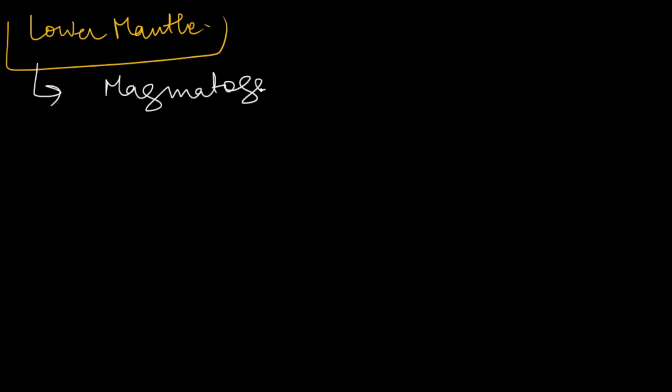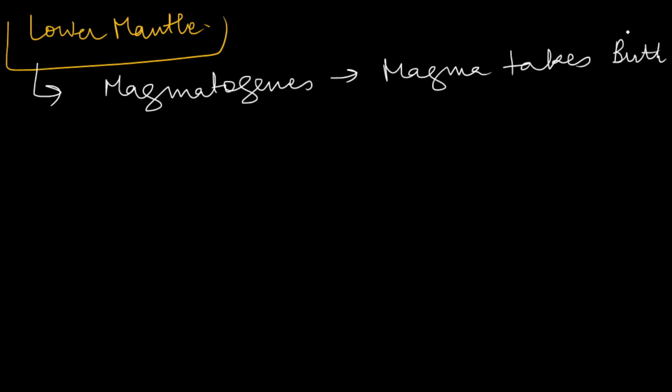Lower mantle. In the lower mantle you will find a very important thing happening, that is magmatogenesis. That is the birth of magma. Magma takes birth. This magma only moves to the asthenosphere, and from there it converts into molten, semi-liquid stages, and then comes out as lava from volcanic eruptions. But the birth of magma is in the lower mantle.